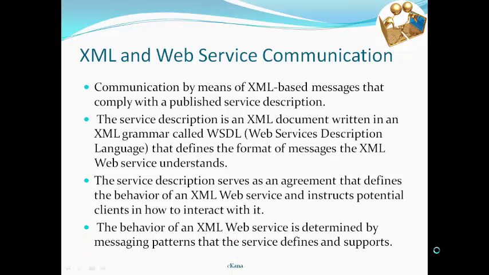The behavior of an XML web service is determined by messaging patterns that the service defines and supports. So these patterns conceptually dictate what the service consumer can expect to happen when a properly formatted message is submitted to the XML web service.